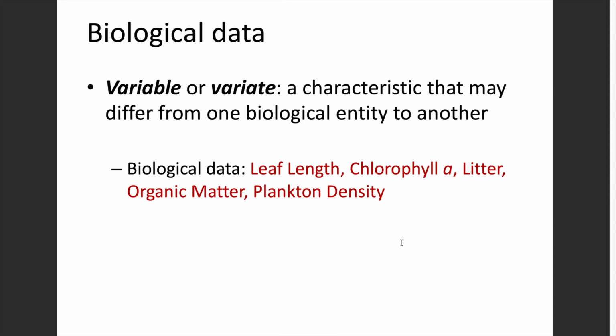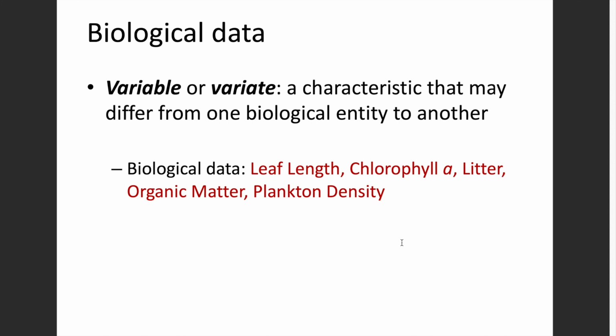Now, moving on, for biostatistics, the one thing about biological data is that it's really variable. There's a lot of variation in your data. For example, one characteristic, height, you will see a lot of variation in height, or leaf length, or chlorophyll A concentration, or plant litter, organic matter, and so on and so forth. In dealing with biological data, we always get so much variation.